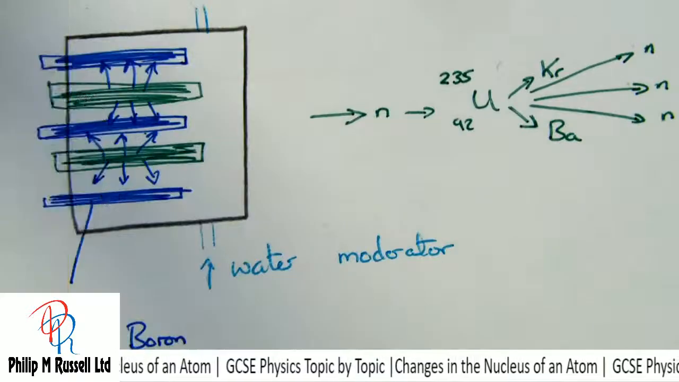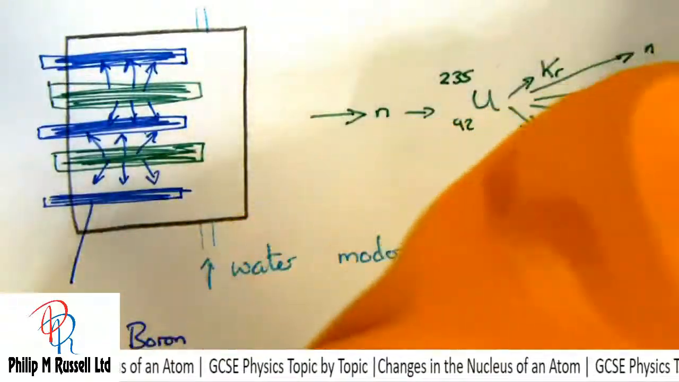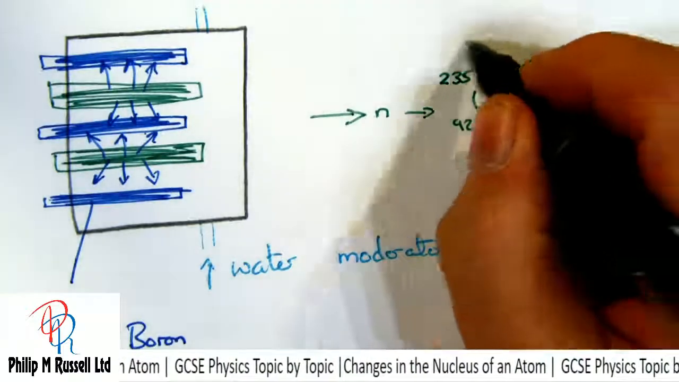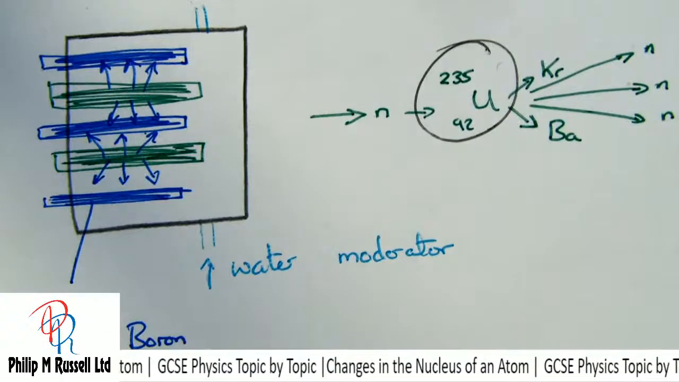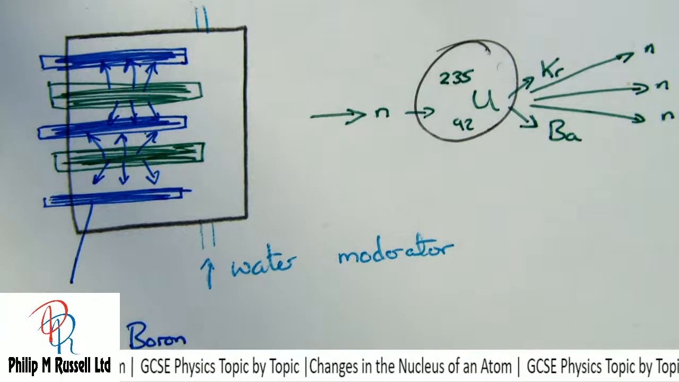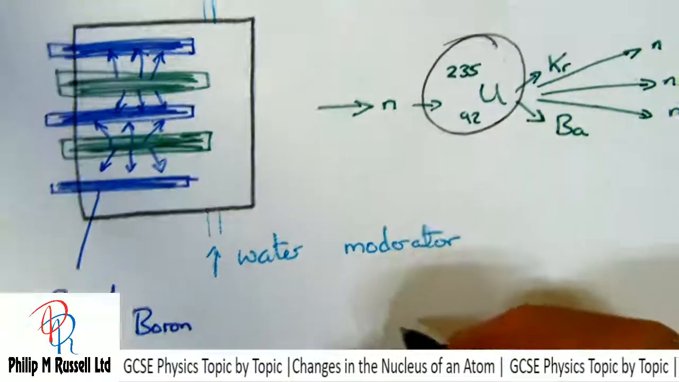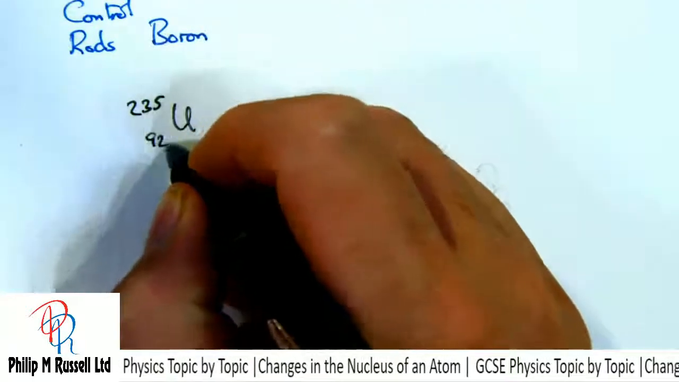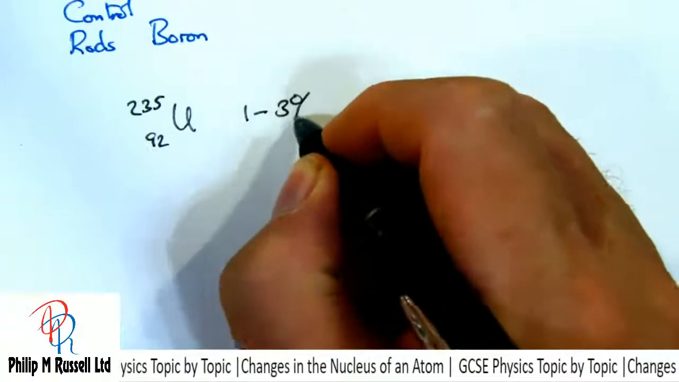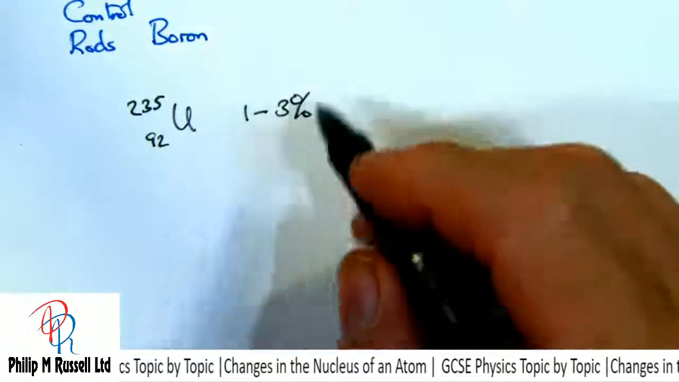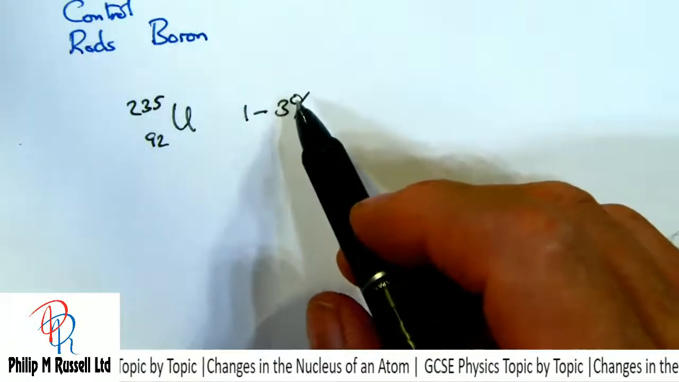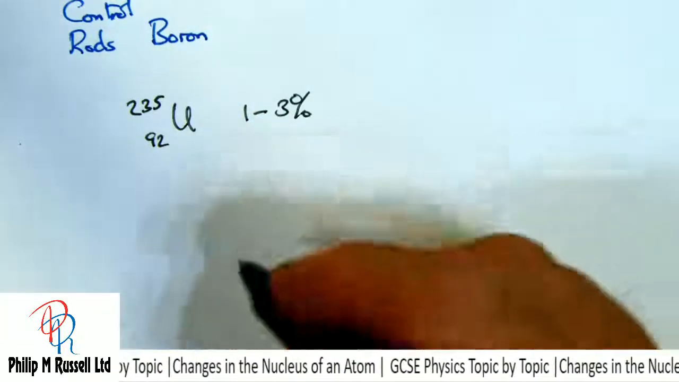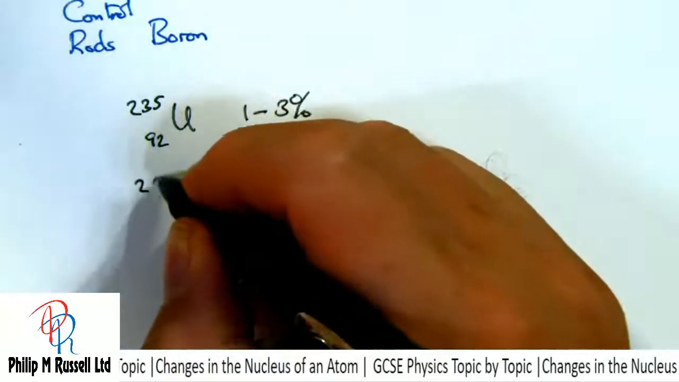Only certain uranium atoms work. I mentioned here I've got uranium 235. Generally in the world only about 1 to 3% of all the uranium would be that. It's gradually getting harder to find. So mostly what we actually find is uranium 238.